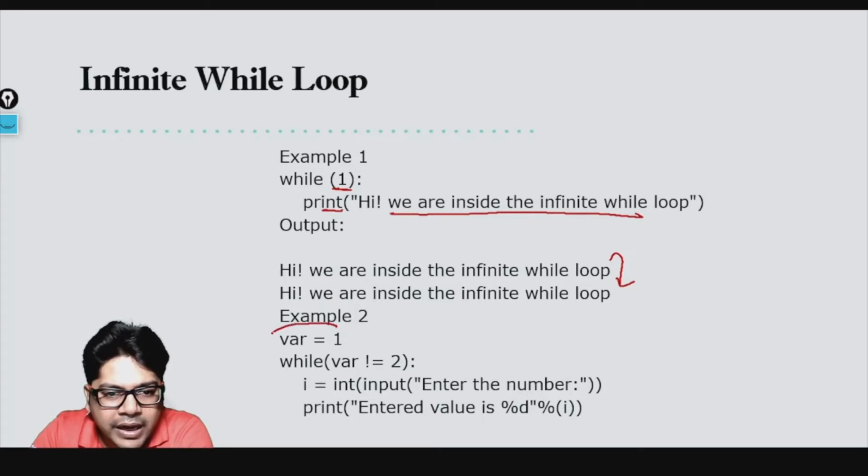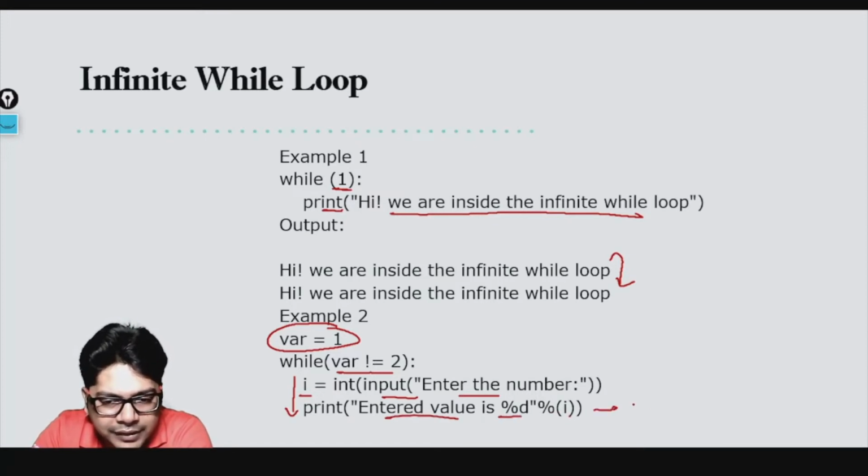The second thing is that where I var equal to 1 and var is not equal to 2, and we are not increasing the value of var here. See, we just have only two lines inside the while loop. I equal to input, enter the number, and we are printing entered values with %d and then %i. Now this is formatting that we will see, you do not worry about that.